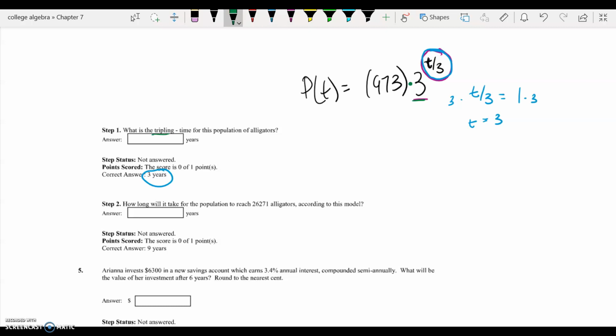How long will it take for the population to reach? This is probably the hardest one. They give you a set amount, so that's what you're going to set your equation equal to. Just using the equation from above. Now here's what you have to do to solve this. I'm going to divide by 973.